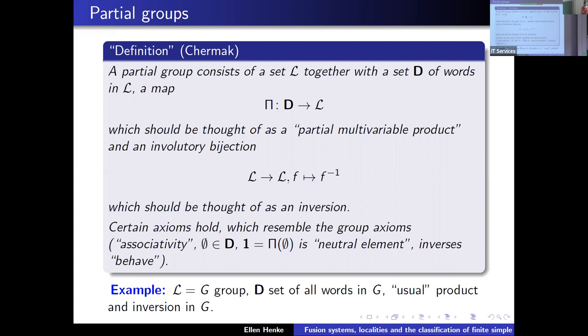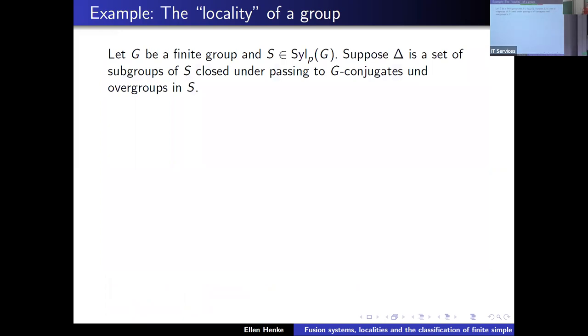If this were the only example, of course, that would not be very interesting. We are interested in this mainly because there are some examples which also contain a lot of information about p-local subgroups of finite groups. So this is the example I want to introduce next. Let G be a finite group and S a Sylow p-subgroup. Then we consider a set delta of subgroups of S, which is closed under passing to G-conjugates and overgroups in S.